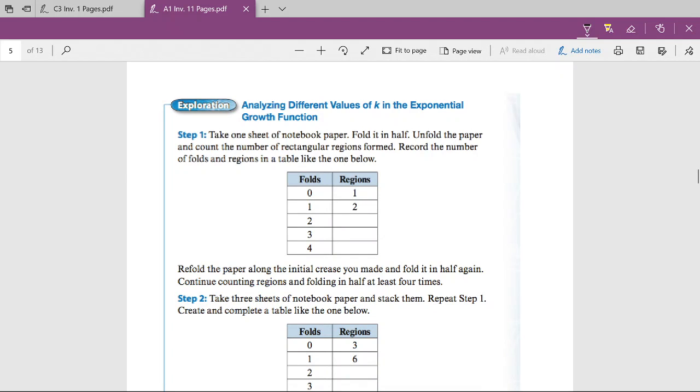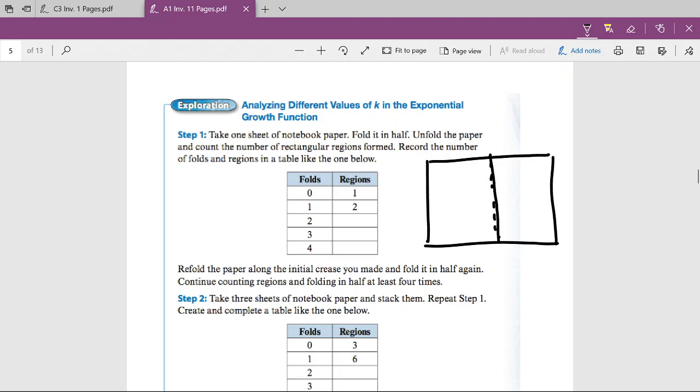Now, this one's kind of fun to do. I would encourage you to grab a piece of paper, or we'll need a few for this activity. So it says step 1, take a sheet of notebook paper and fold it in half. So if I were to try this right here, I'm just going to draw it. Here's my piece of notebook paper, and I folded it in half.